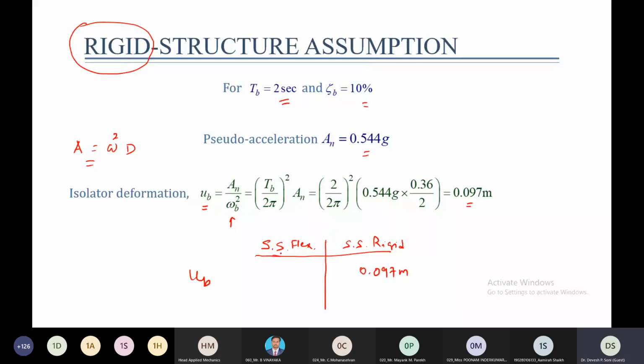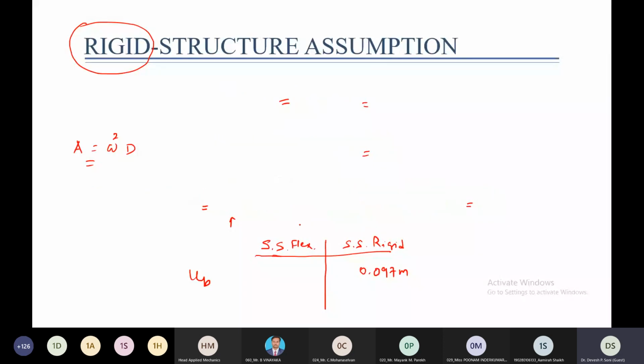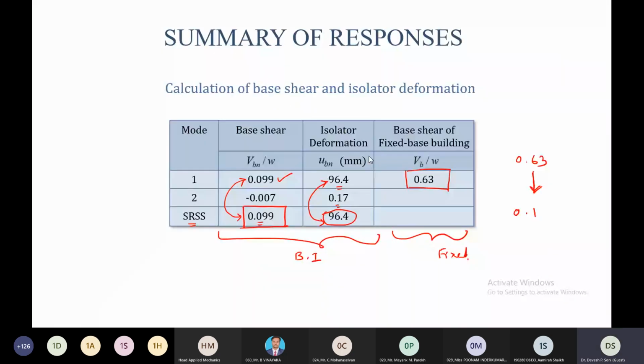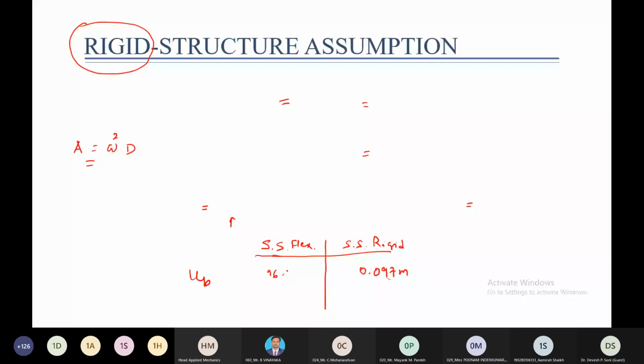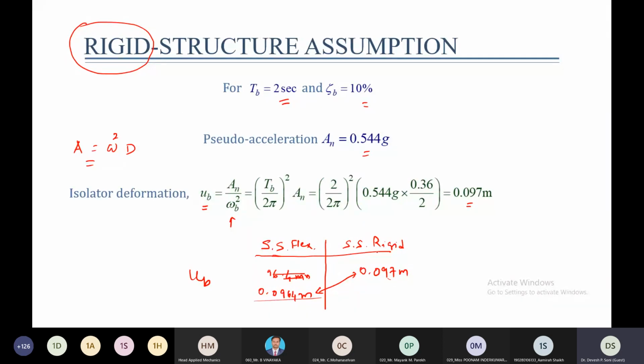And the isolator displacement by considering the superstructure flexible, previously it was 96.4 millimeter. So this is very close. We can convert it into 0.0964. So these two values are comparable. So if we assume a rigid superstructure, then we have reasonably accurate values of the structural responses. So the superstructure can be assumed rigid, but later we will see that upon increasing the superstructural flexibility, this relation doesn't hold true. That we will see in the next slide.